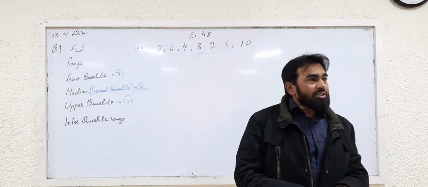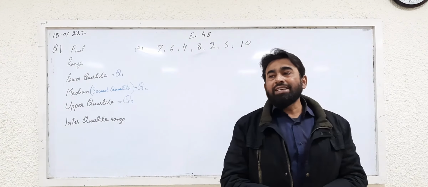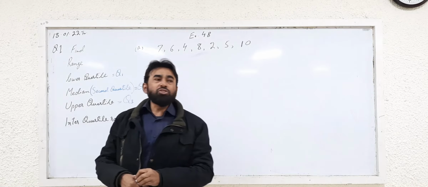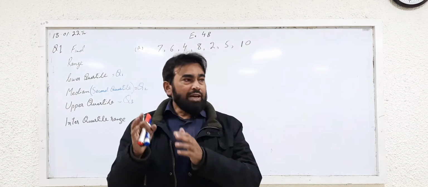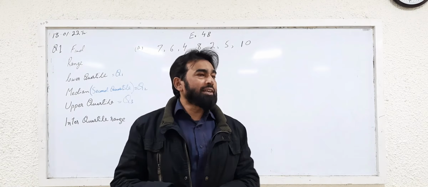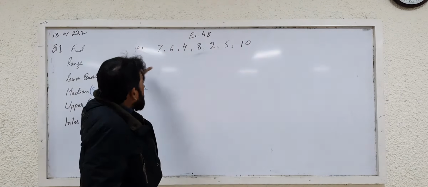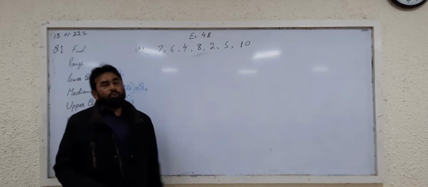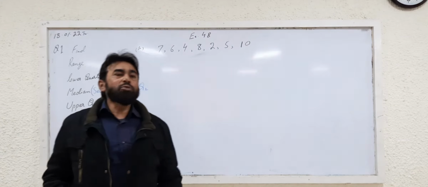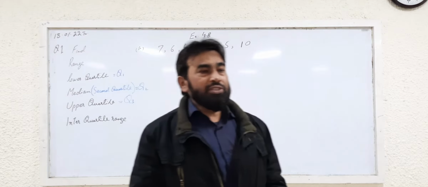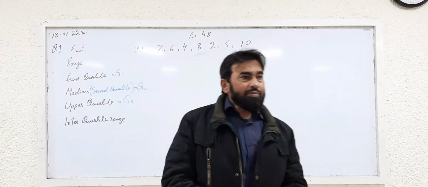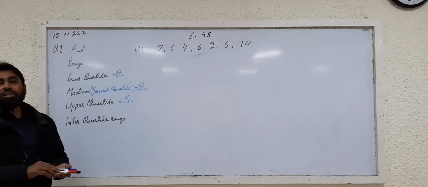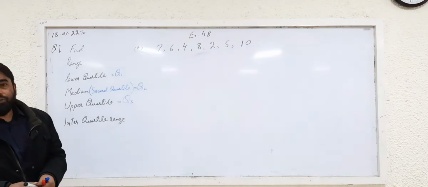Okay? So first of all, let us discuss what is range. Range is basically the difference of the highest and the lowest value of the data. Here you can see that this is the data. Different values are given: 7, 6, 4, 8, 2, 5, 10. So we have to see what is the greatest value of this data. What is the greatest value? 10. And what is the lowest value? 2. So the difference of these two values is called range.